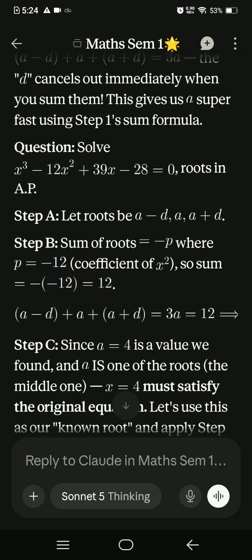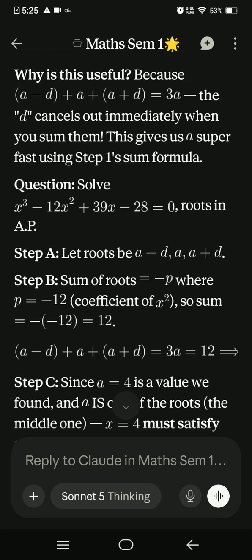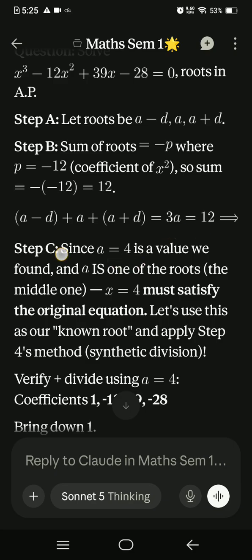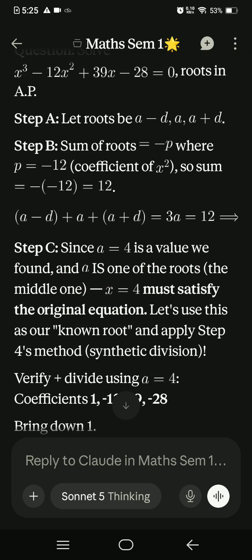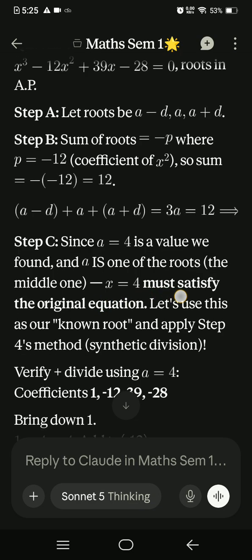The sum of the roots is minus p, where p is minus 12. So the sum is 12. So this must be equal to 12. 3a equals 12, so a is 4. Since a is 4, we found that a is one of the roots, the middle one.